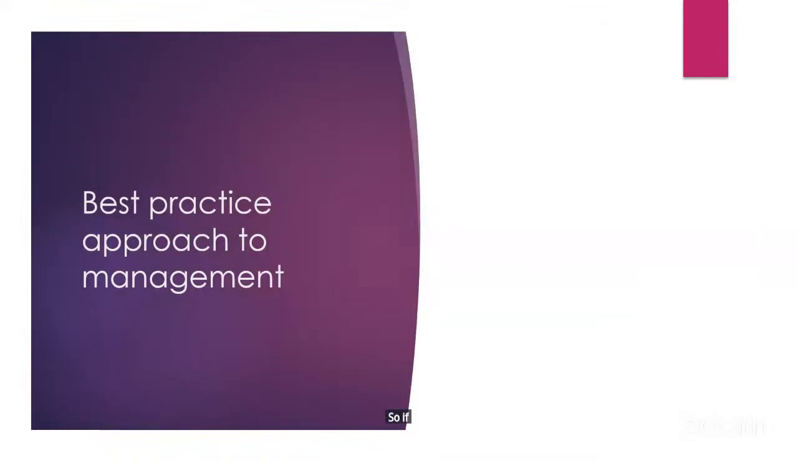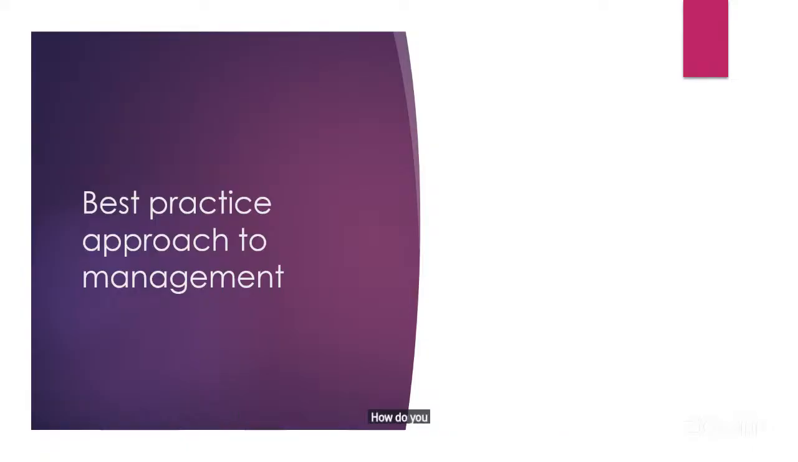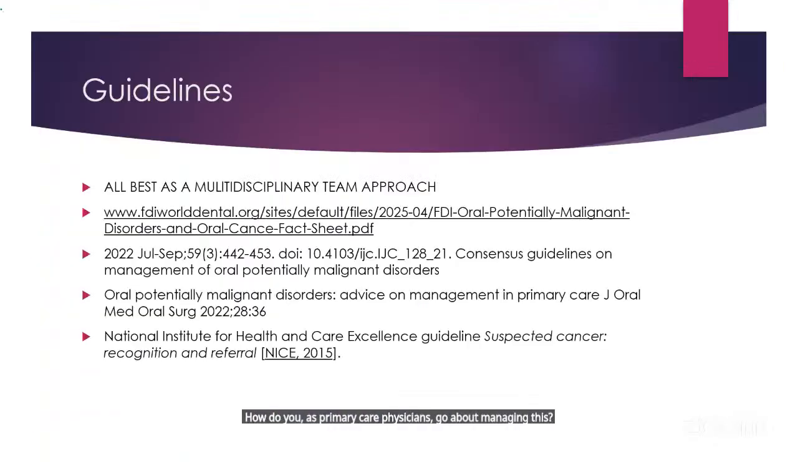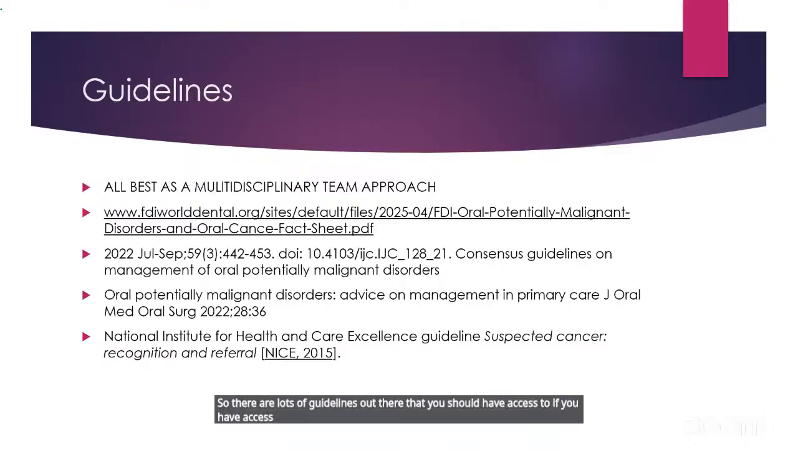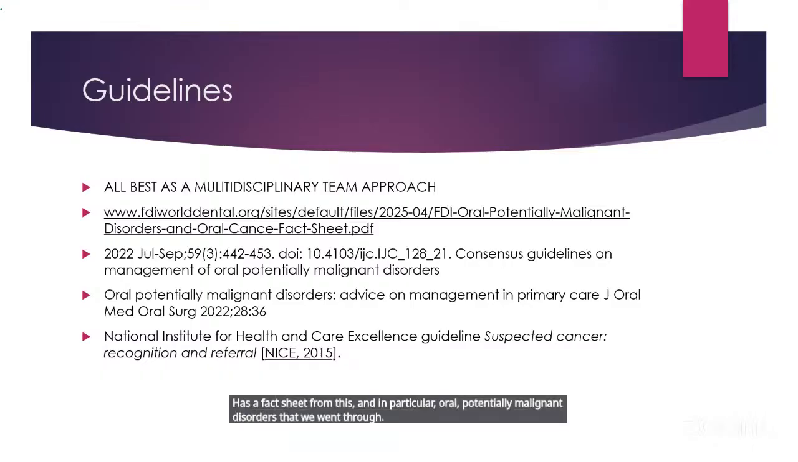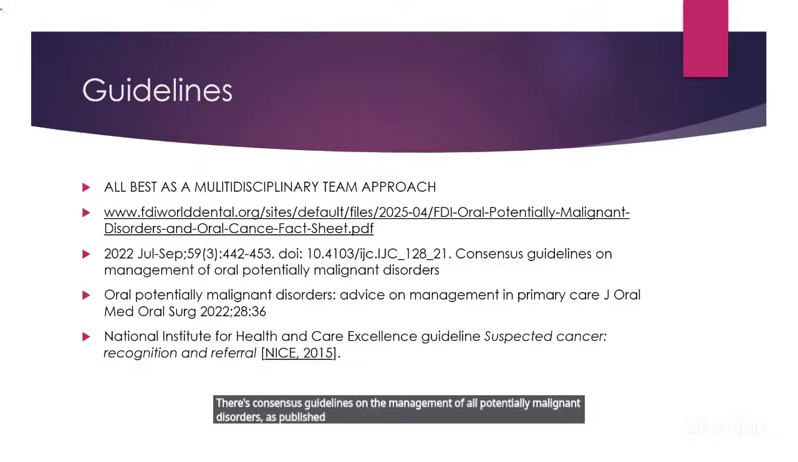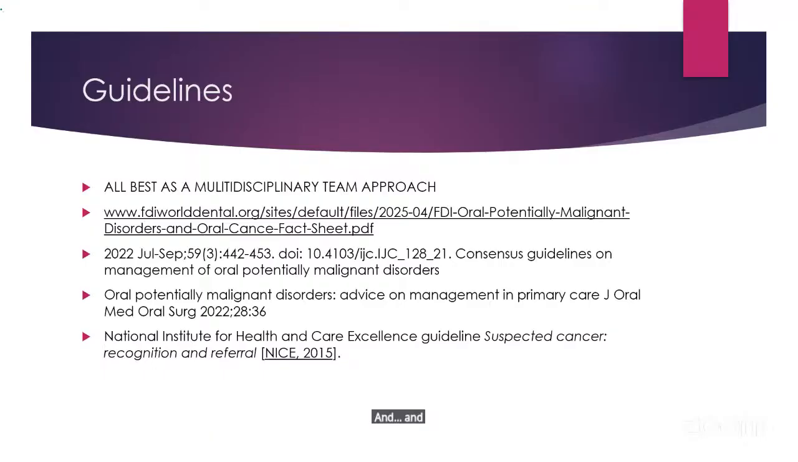So if we're seeing these lesions and we recognize that there are higher risk lesions in a patient that we've come across, how do you as primary care physicians go about managing this? So there are lots of guidelines out there that you should have access to if you have access to the internet. The World Dental Federation has a fact sheet on this, and in particular oral potentially malignant disorders that we went through. There's consensus guidelines on the management of oral potentially malignant disorders as published in JOMOS, and there's other guidelines.